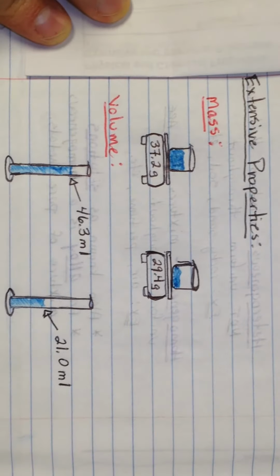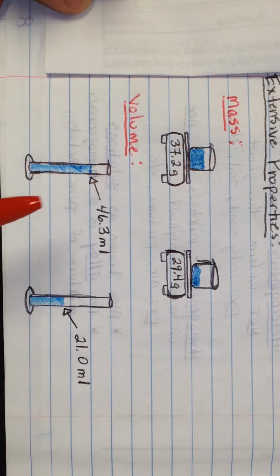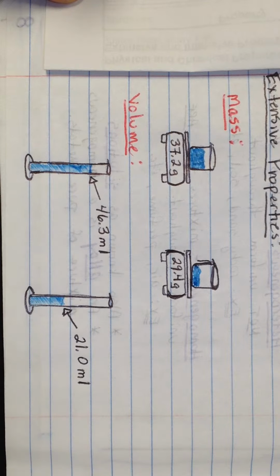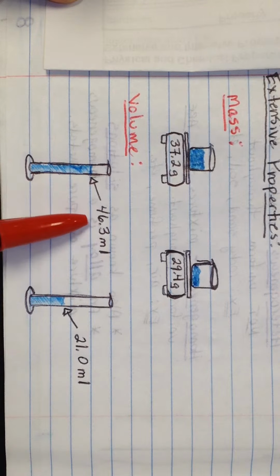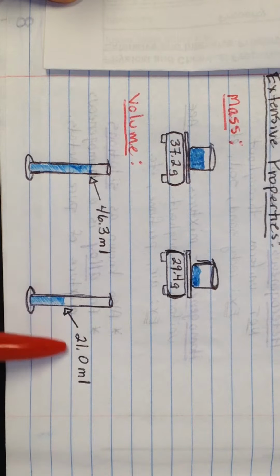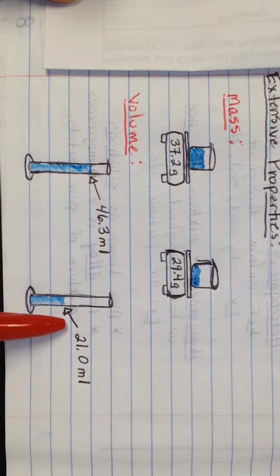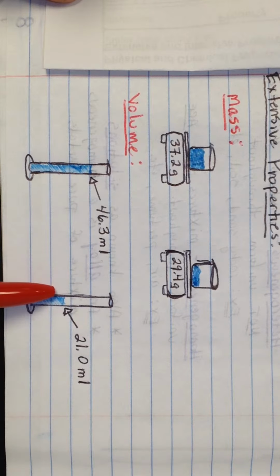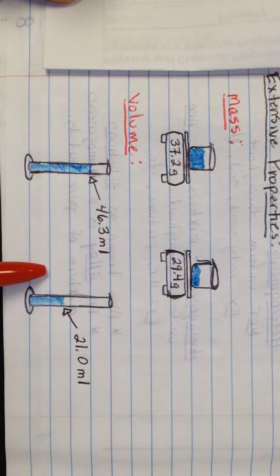Below that I have volume. So I have a similar circumstance, but this time my water is in a graduated cylinder. And that graduated cylinder reads that I have 46.3 milliliters of water. And if I pour some of that out and the volume goes down to 21.0 milliliters, the reason it changed is because the mass changed, right? I lost some matter of the system, I got rid of it, so the volume also changed. So volume is mass dependent, which makes it an extensive property.